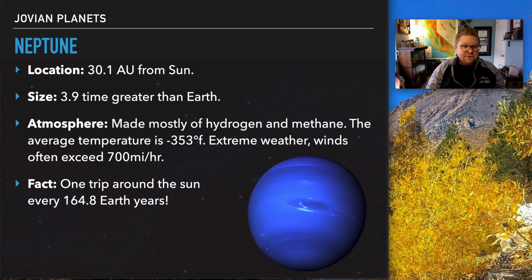The next one is Neptune. Neptune is 30 astronomical units from the Sun. It's about 3.9 times larger than Earth. The atmosphere itself is mostly hydrogen and methane. The average temperature is negative 353 degrees Fahrenheit. Extreme weather and winds will often exceed 700 miles per hour. This is one of the slowest, as we can see. It takes 164 Earth years for that planet to go around. It's obviously, the name Neptune is because not just the color, but it was named after a god of the ocean. So again, it's frozen, frozen, frozen.